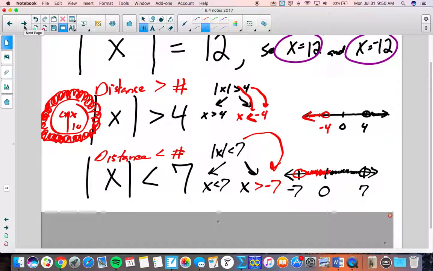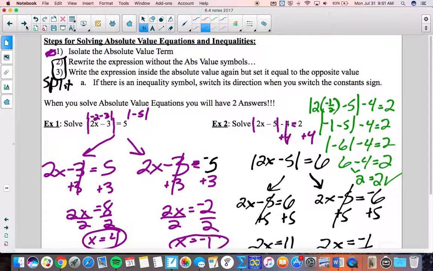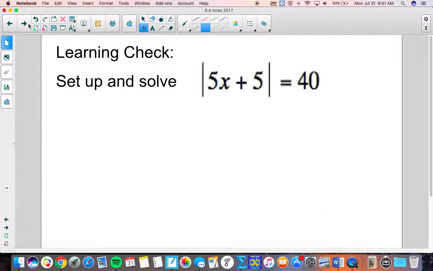So checking your answers, taking your time, not racing through things. If you're struggling a little bit with why we're doing what we're doing, is this actually going to give me the right answer? That's a good thing to do. Alrighty, so let's try some here.